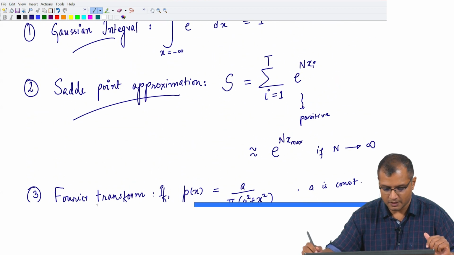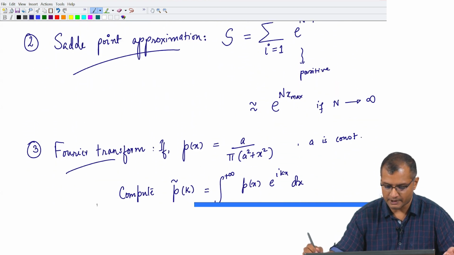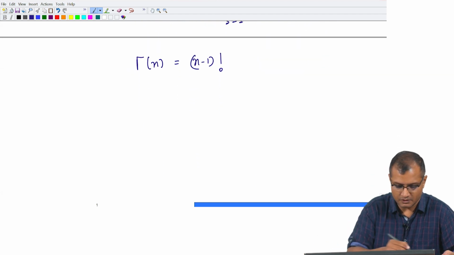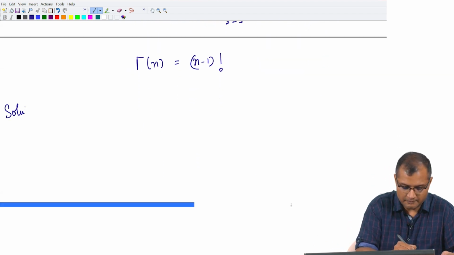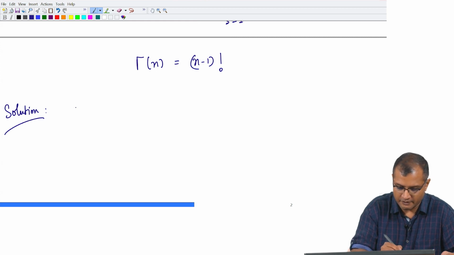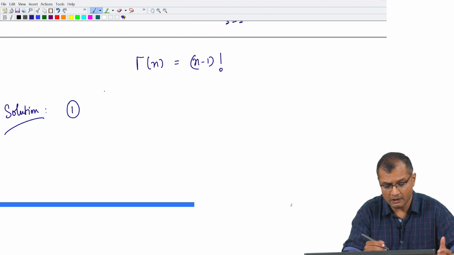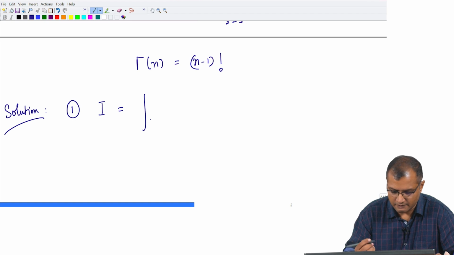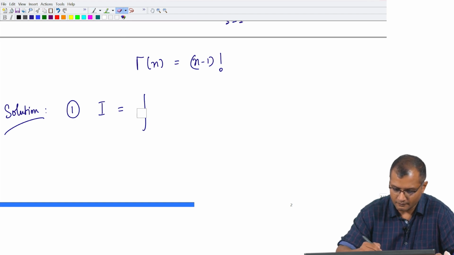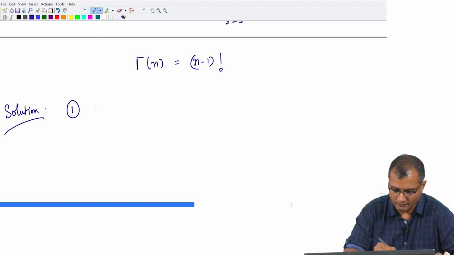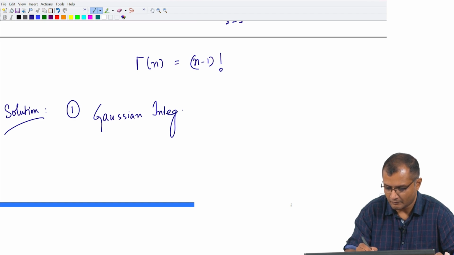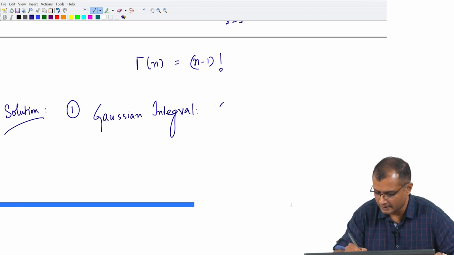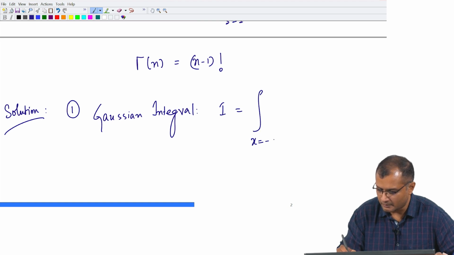So, let us start with the Gaussian integral, the first topic on our agenda. We will first start with the Gaussian integral, because you will encounter this in many places. So, we have the integral, which is basically x going from minus infinity to plus infinity e to the power minus a x square.